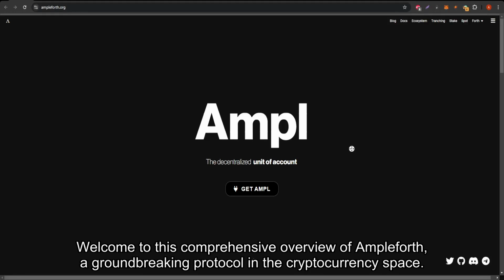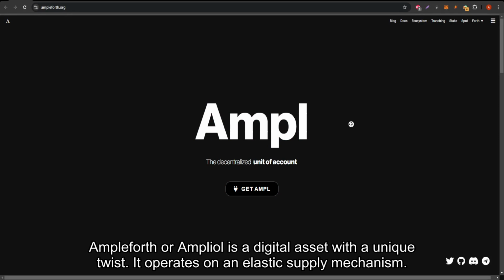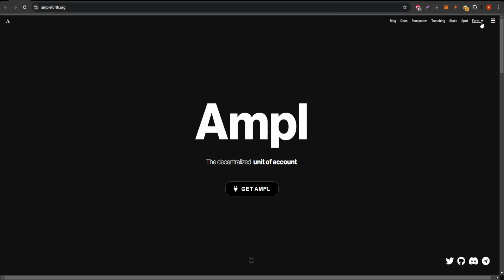Welcome to this comprehensive overview of Ampleforth, a groundbreaking protocol in the cryptocurrency space. Ampleforth, or AMPL, is a digital asset with a unique twist. It operates on an elastic supply mechanism.